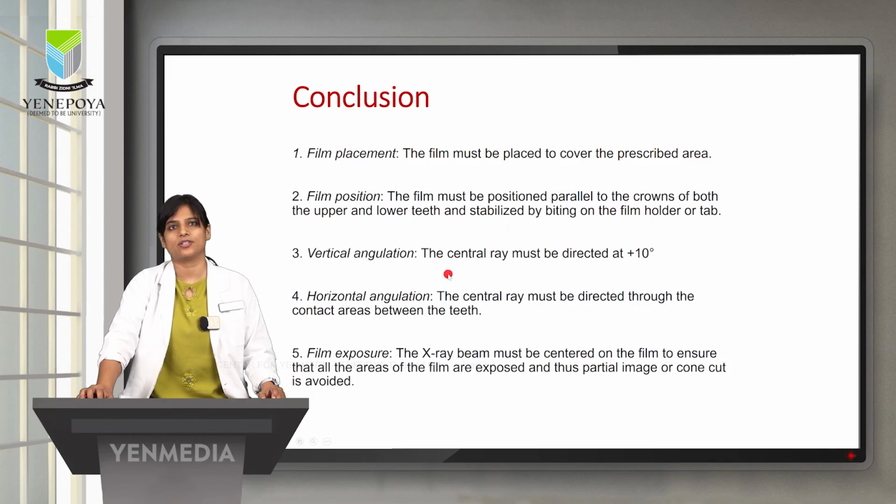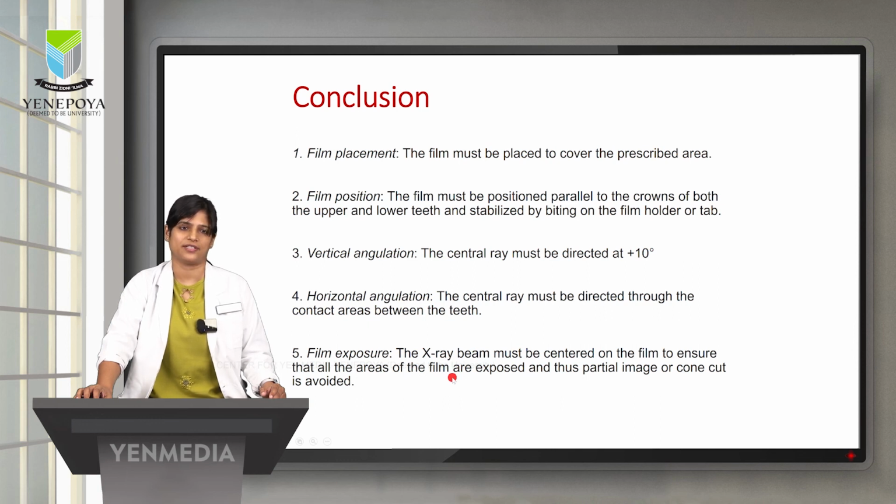What is the vertical angulation? The central X-ray must be directed at plus 10 degrees. Then we have the horizontal angulation. The central X-ray must be directed through the contact areas between the teeth and the film. For exposure, the X-ray beam must be centered on the film to ensure that all areas of the film are exposed, and thus a partial image or cone cut is avoided.